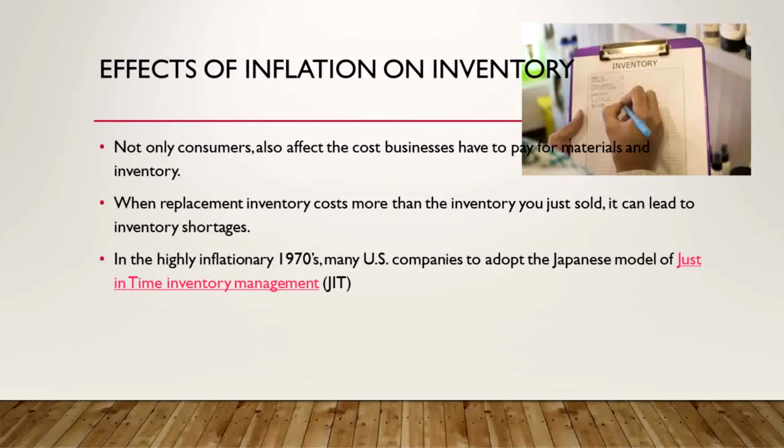So next will be the effects of inflation on inventory. Rapidly rising prices not only affect the price consumers pay, they also affect the cost businesses have to pay for materials and inventory. When replacement inventory costs more than the inventory you just sold, it can lead to inventory shortages. In the highly inflationary 1970s, rising inventory costs led many US companies to adopt the Japanese model of just-in-time inventory management, which is JIT, as opposed to just-in-case inventory management, so they wouldn't have to stock so much inventory.